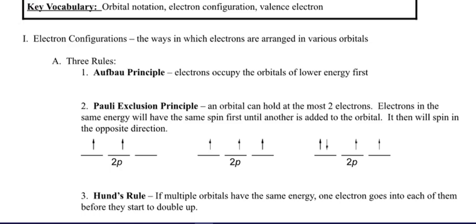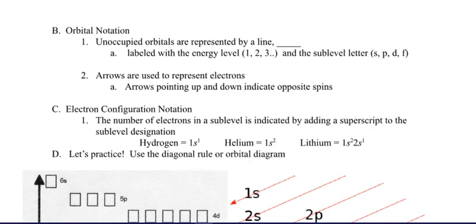Now let's go to the next page. Electron configuration: the number of electrons in a sublevel is indicated by adding a what? Highlight that: a superscript to the sublevel designation. So hydrogen is 1s1, helium is 1s2, lithium is 1s2 2s1.